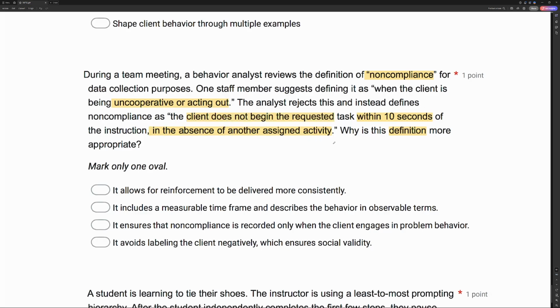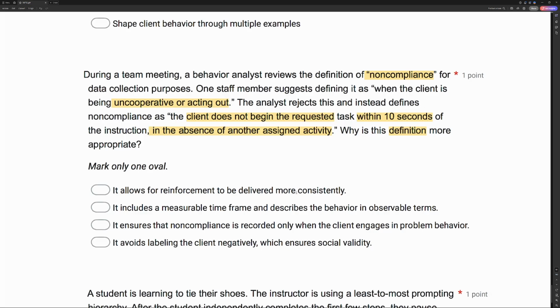So why would that second definition be more appropriate? A, it allows for reinforcement to be delivered more consistently. Now, ideally, a good definition will allow for that, but there's no guarantee. So A is not a bad answer, but do we have a better answer? B, it includes a measurable time frame and describes the behavior in observable terms. Yes, it's much more measurable.